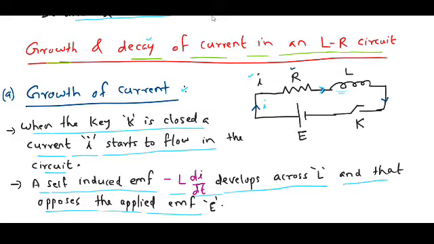Therefore, here I will write the voltage developed across this self-inductance as L di by dt. That is, the magnitude of the induced EMF is L di by dt. Here the minus sign shows that the induced EMF opposes the applied EMF E. Where E means the voltage supplied to this circuit by an external agency. This is an externally applied voltage, simply the applied voltage.